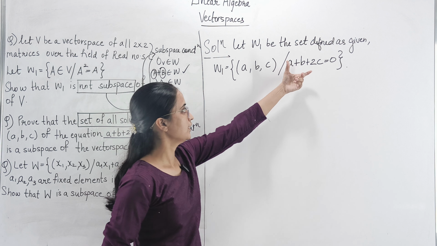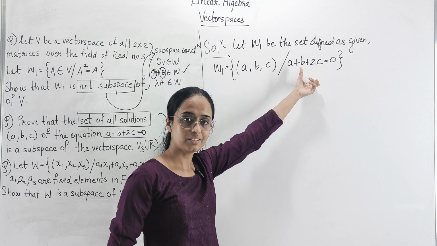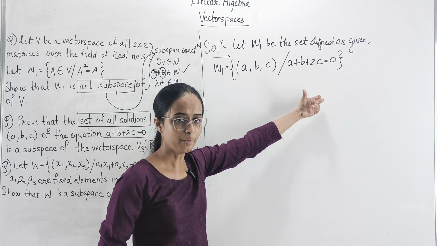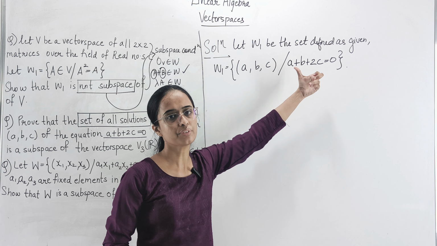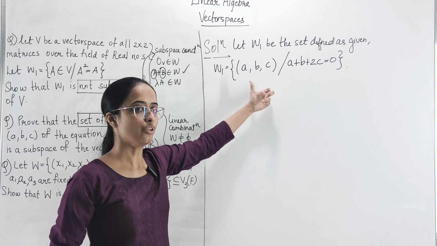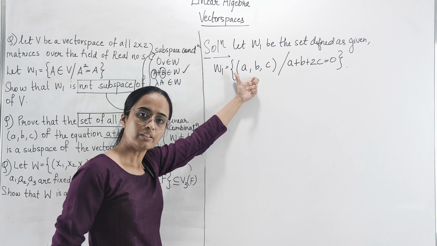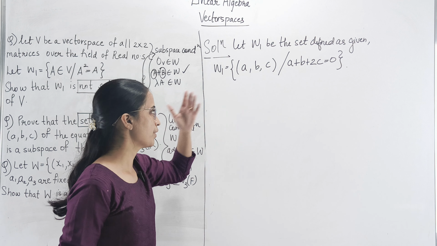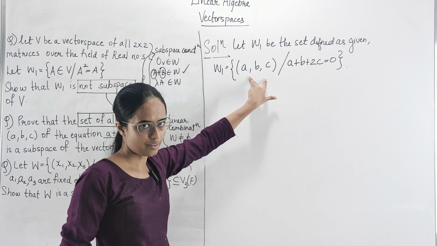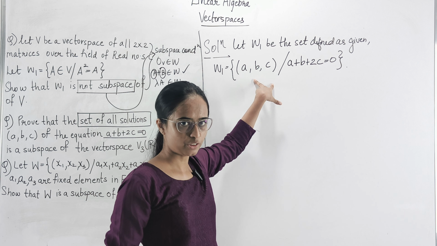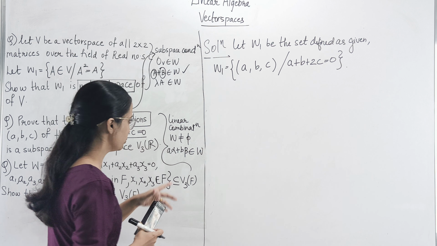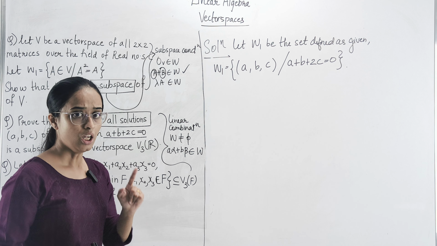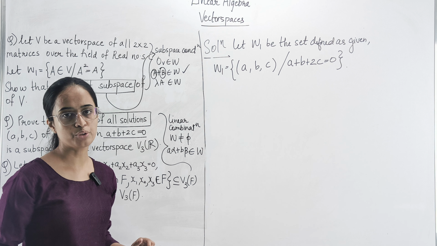So इस इक्वेशन के जितने भी सॉल्यूशंस होंगे, all those numbers which satisfy this equation and bring out the answer equal to 0 would be belonging to the set W1, and that is why I have written it in the 3-tuple form, because our vector space is in the space of R3. Okay, now we are supposed to use the linear combination method, जिसमें we are supposed to prove 2 conditions.